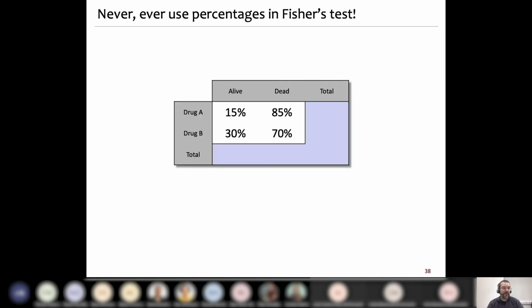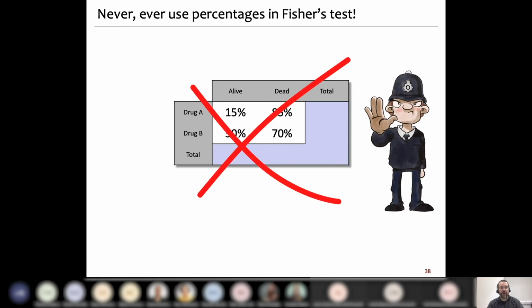Oh, and one thing, unfortunately, I saw some people do this. Never ever use percentages in Fisher's test. A contingency table contains counts, and it's very important that these are actual counts, not percentages. Don't do this.